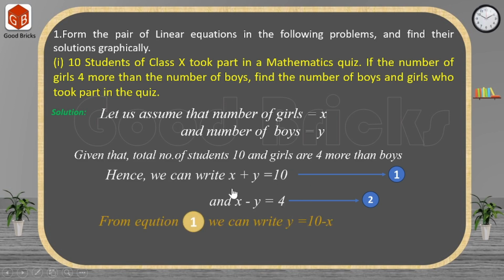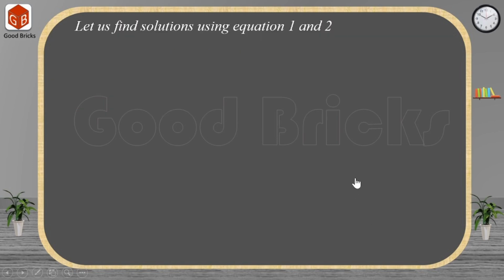Now using this first equation, if you transpose x to the right side, you can write y is equal to 10 minus x. Similarly, using the second equation, you can write y is equal to x minus 4. Now we are going to use these y values to plot the graph.